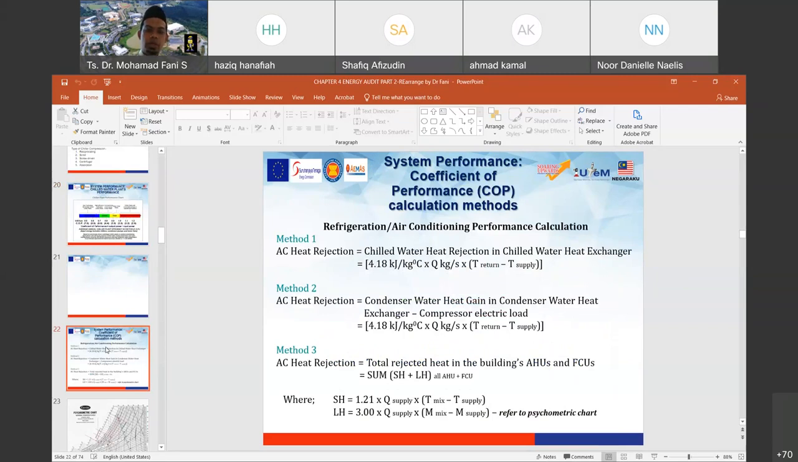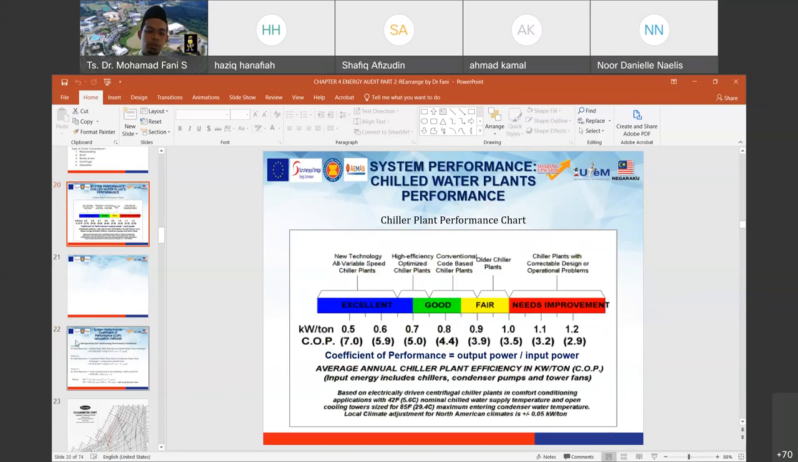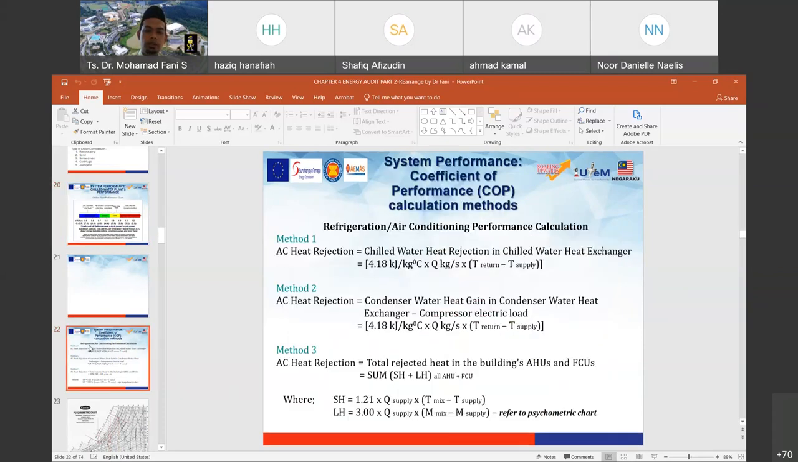So how to measure the kilowatt per ton? This one is important. Kilowatt per ton, system performance, coefficient of performance, COP calculation method. AC heat rejection, so chilled water heat rejection. I will suggest you use method number 2.